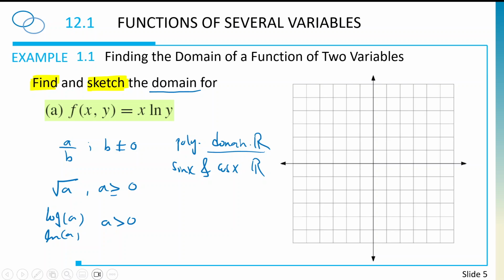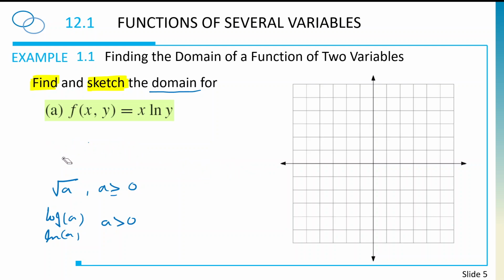Let's see what do we have, and then we consider these cases one by one. We can deal with any issue arising while we're solving. So now for this specific function, what do we need to do? They ask us to find and sketch the domain for this function. This is a function in two variables. I have it as x ln of y.